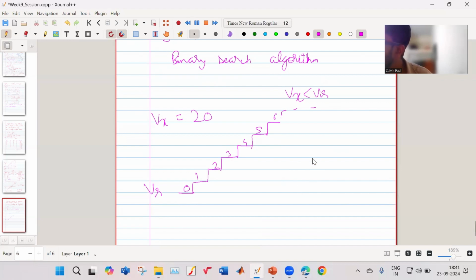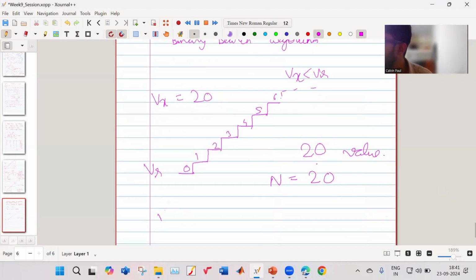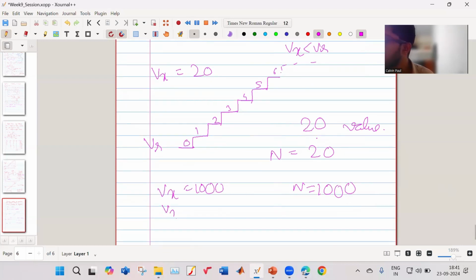And it will take how much time? It will take 20. At 20, you will get the value. So the number of cycles is 20. But if your Vx was, let us say, 1000, then you'll have to count 1000 times. Let us say your Vx is 1023. Then you'll have to count till 1023 times, etc. Something like this you have to do.